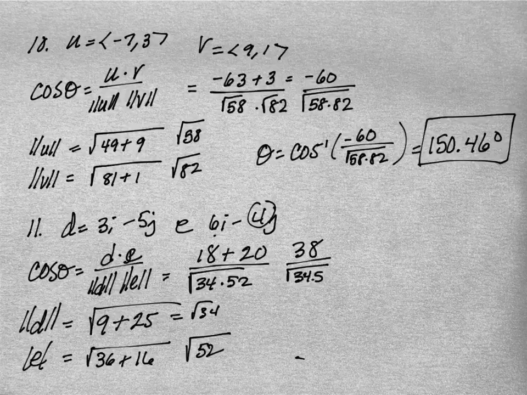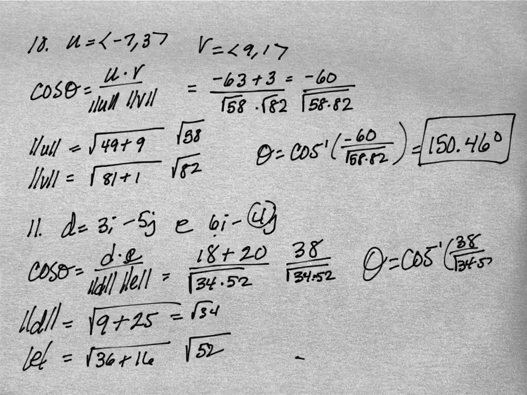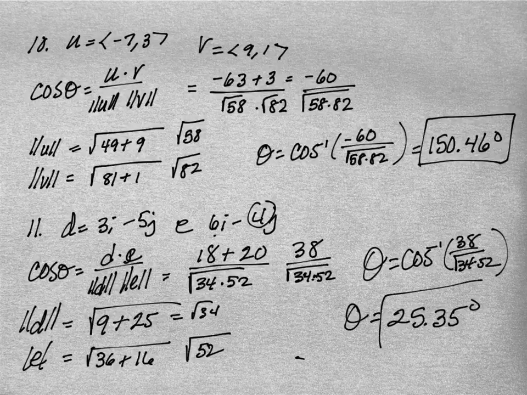I can't write. 34 times 52. And so theta is the inverse cosine of 38 over the square root of 34 times 52. So go put that in your calculator. And I get theta is equal to 25.35 degrees. So that was number 11. And I'll save 12 and 13 for the next video.